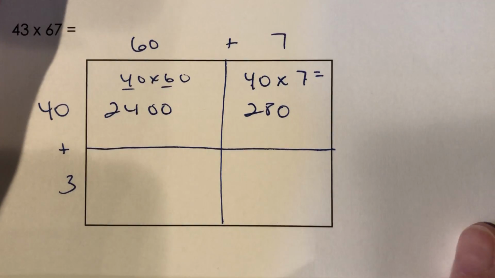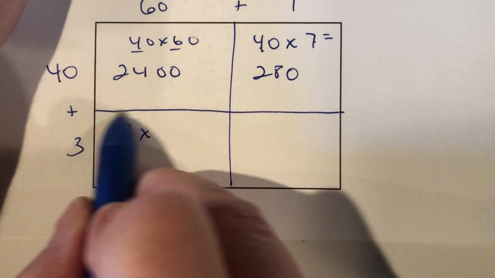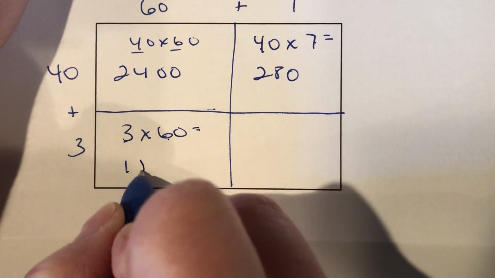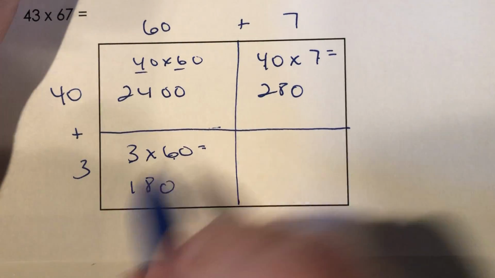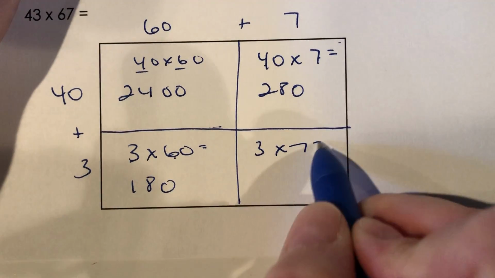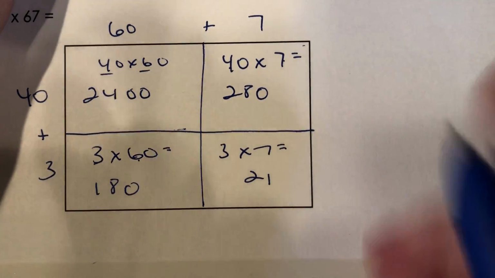All right, next, down here, this little piece is 3. And this side length right here matches that, so 60. 3 times 6 is 18, and there's our 0. And this last little section, if this is 3, that means this is 3. And if this is 7, that means this is 7, which would be 21. Now all we have to do is put them all together.